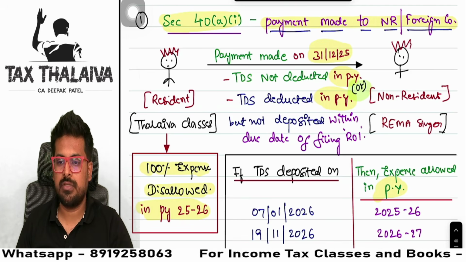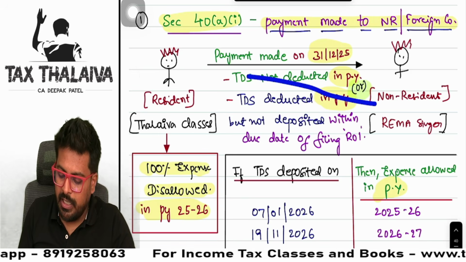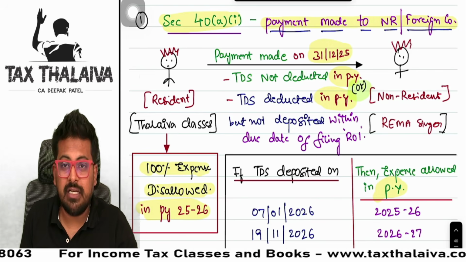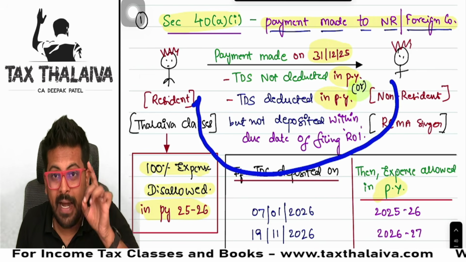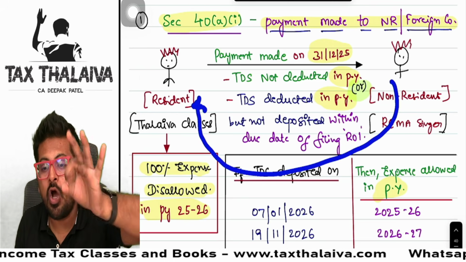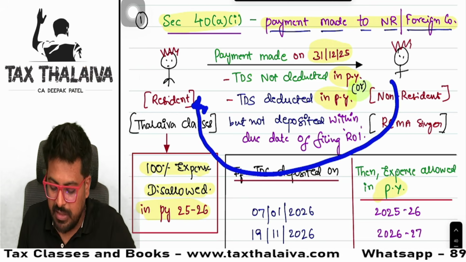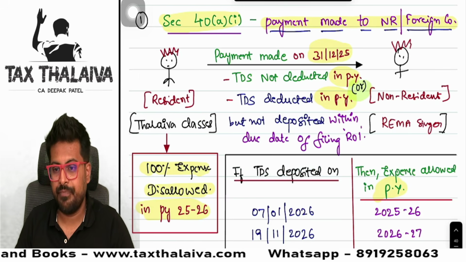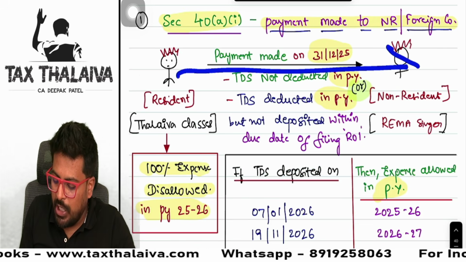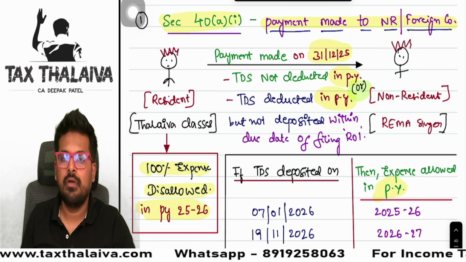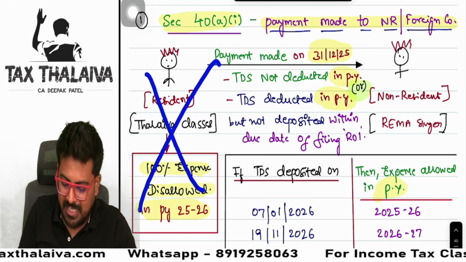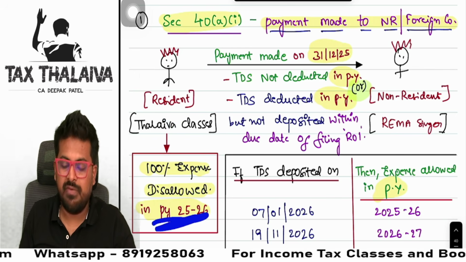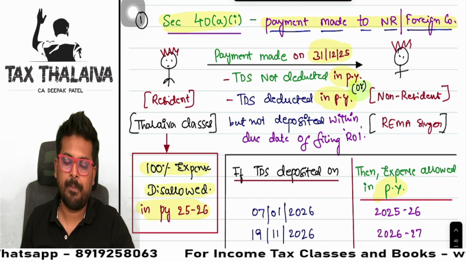There may be two scenarios. Either I did not deduct TDS while making payment to Rema, or I deducted the TDS but did not deposit it within the due date of filing of return of income. In that case, whatever amount I paid to Rema, I cannot claim it as business expenditure. 100% of such expenses will be disallowed in the previous year 25-26.